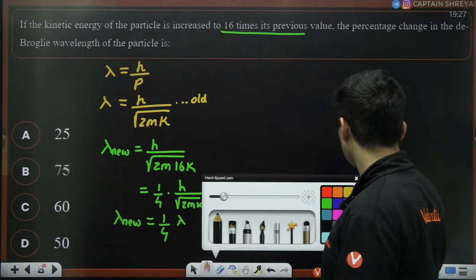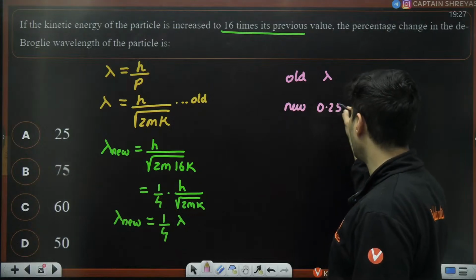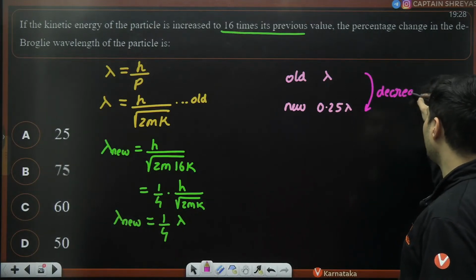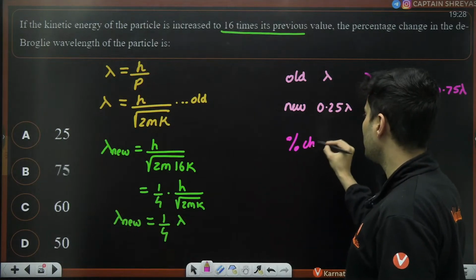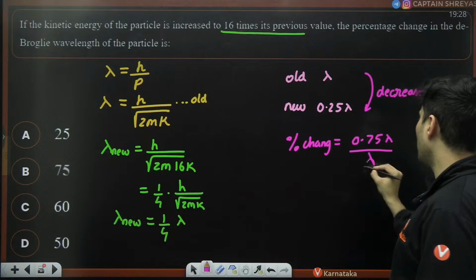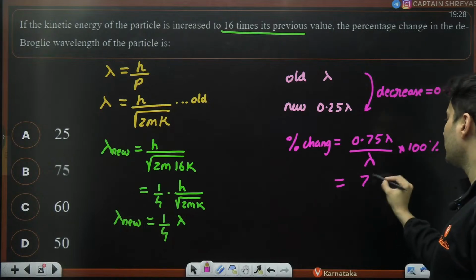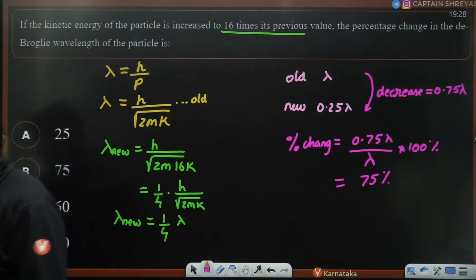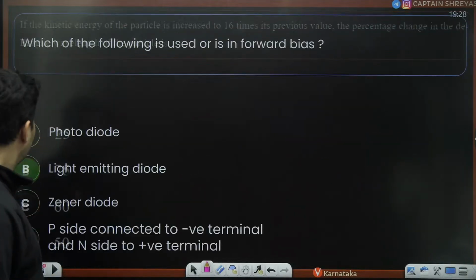So think of it like this. If the old value was lambda, the new value is 0.25 lambda. So how much is the decrease? The decrease is basically 0.75 times lambda. So the percentage change is 0.75 lambda divided by the original lambda, multiplied by 100. Change upon original into 100. So this is 75%, which is B option. Is this absolutely clear, my dear students? Very good. Let's move to the next question.